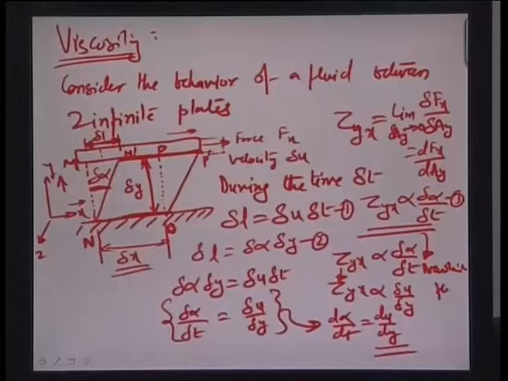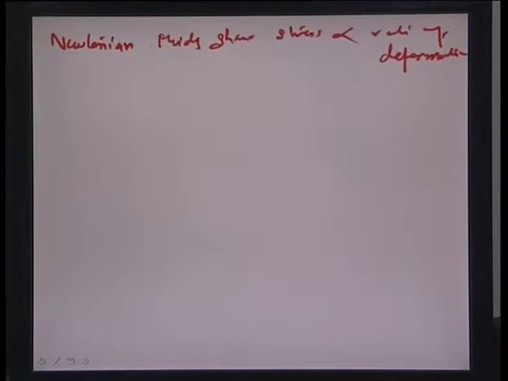That's how the fluids are defined, okay? So therefore, in such a situation, we have tau yx is proportional to du by dy, and the constant of proportionality in this case is also known as viscosity of the medium, mu.